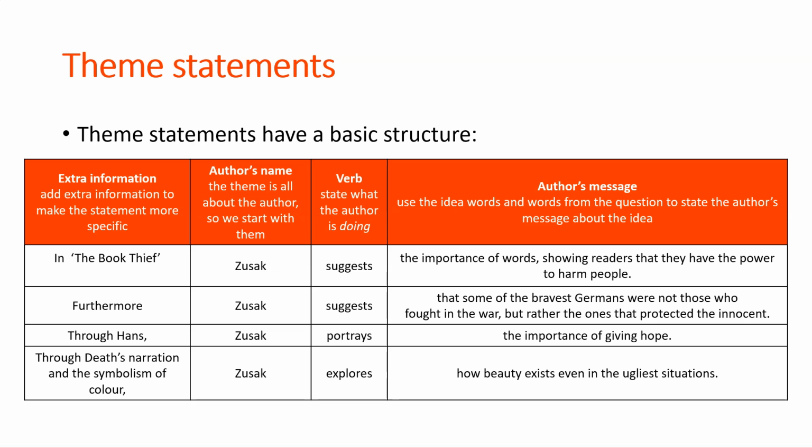So we end up with theme statements that look a little bit like these ones. In The Book Thief, Zusak suggests the importance of words, showing readers that they have the power to harm people. Furthermore, Zusak suggests that some of the bravest Germans were not those who fought in the war, but rather the ones that protected the innocent. Through Hans, Zusak portrays the importance of giving hope. Or through Death's narration and the symbolism of colour, Zusak explores how beauty exists even in the ugliest situations.